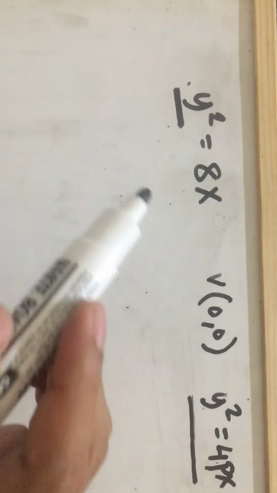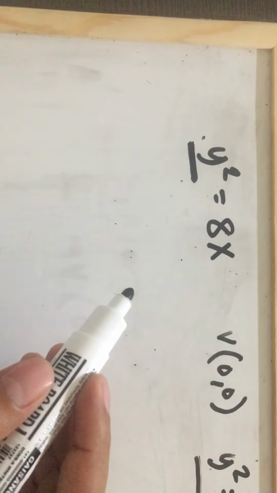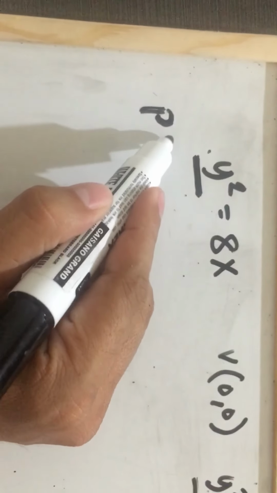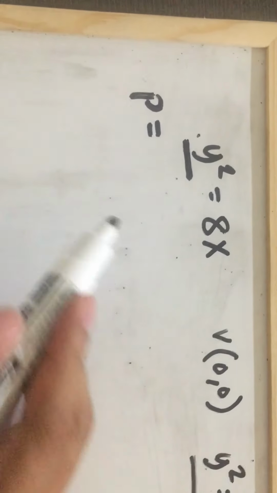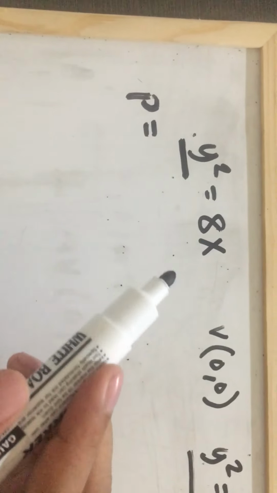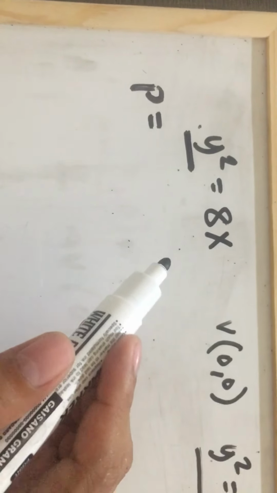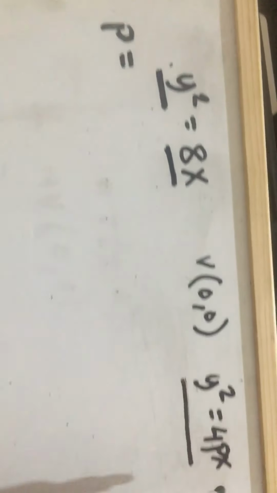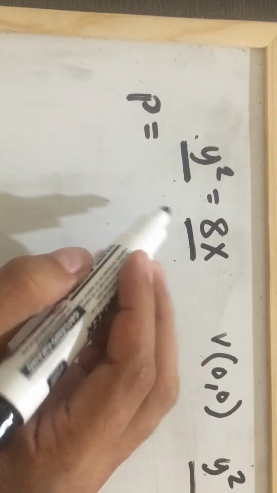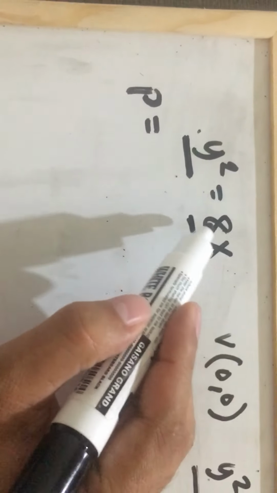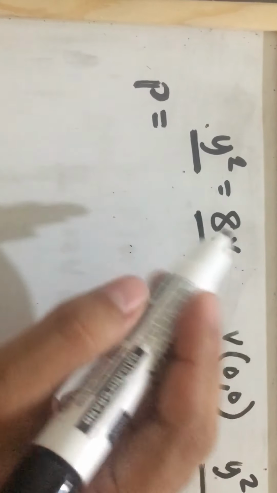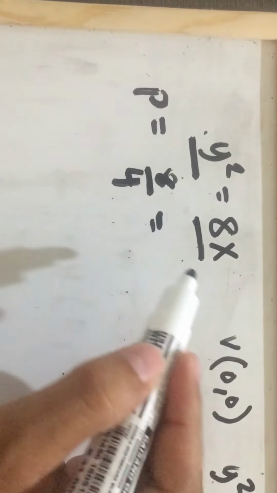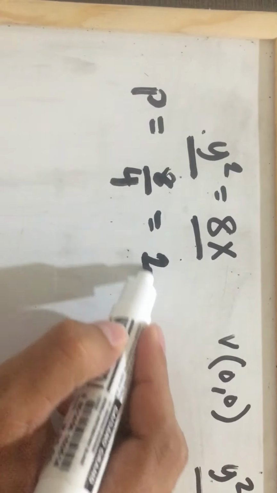Now, the main goal first is to look for the value of your p. To find the value of p, you just divide the numerical coefficient at the right side, which is 4px, by 4. The numerical coefficient is 8, so just divide it by 4. Therefore, your p is equal to 2.